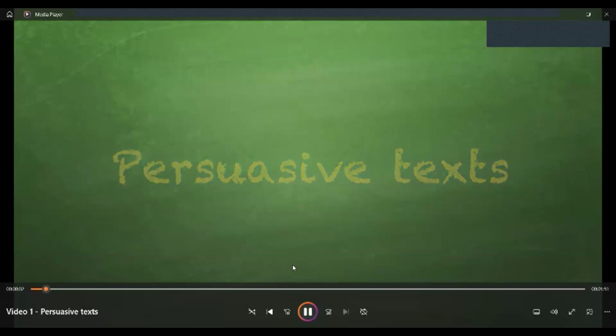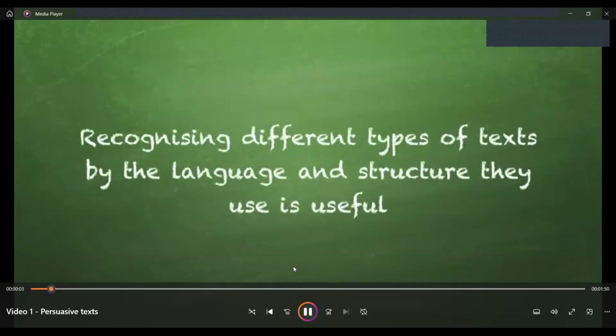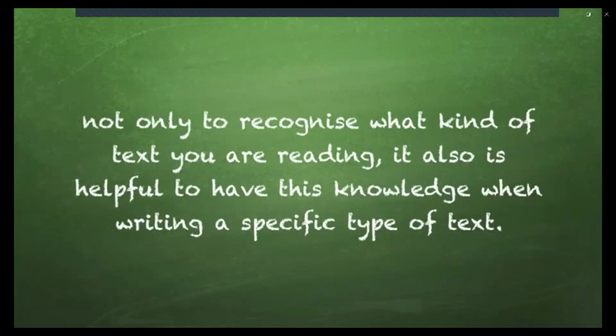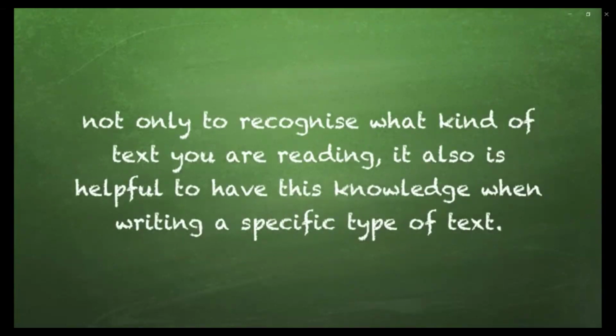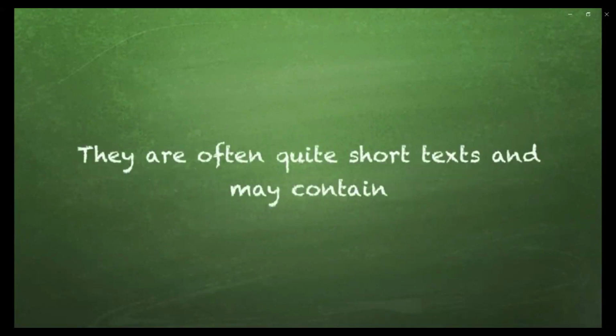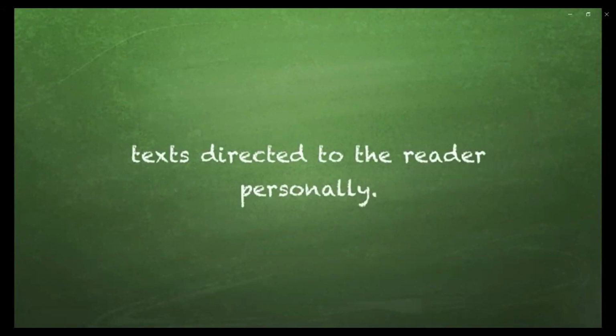Persuasive texts. Recognizing different types of texts by the language and structure they use is useful not only to recognize what kind of text you're reading, it's also helpful to have this knowledge when writing a specific type of text. Examples: advertisements, political pamphlets. They are often quite short texts and may contain texts directed to the reader personally.